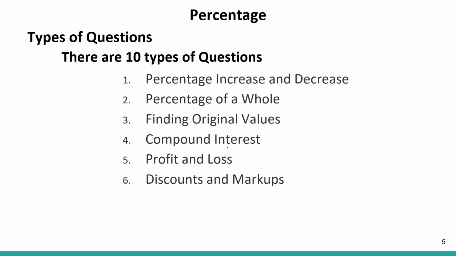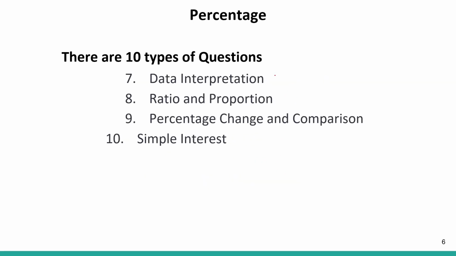Okay. So let's see what type of questions are being asked on various competitive exams. There are 10 types of questions that are being asked. So let's explore each one. That is percentage increase or decrease, percentage of a whole, finding original values. Then compound interest, profit and loss, discount and markups, data interpretation, ratio and proportion, percentage change and comparison, and simple interest. We will see each one in detail.